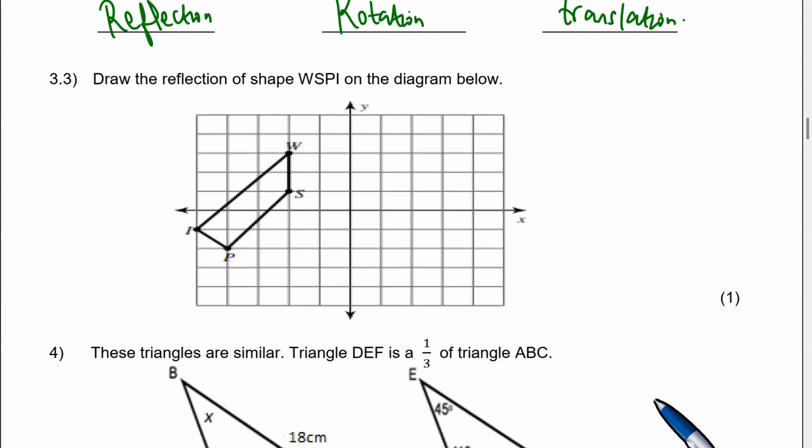Okay, now let's look at 3.3. Draw the reflection of shape W S T I on the diagram below. Okay. All right. Right, so how is this going to be? Okay, I know that you just can't draw it on the screen yourself, so draw the reflection of the shape in the diagram.